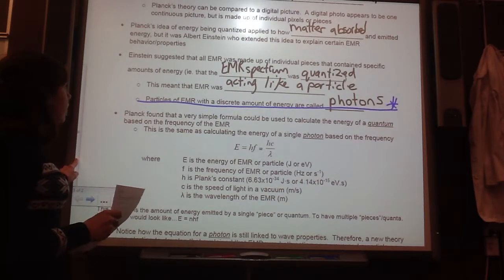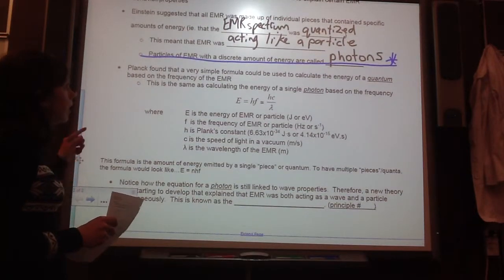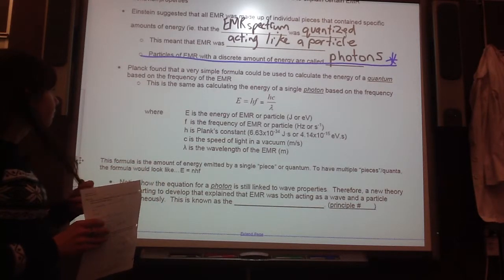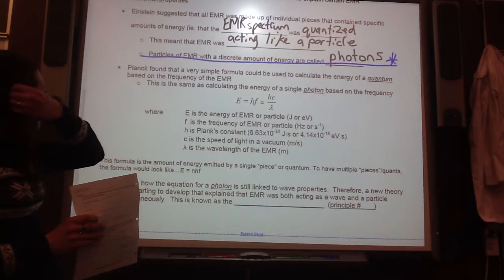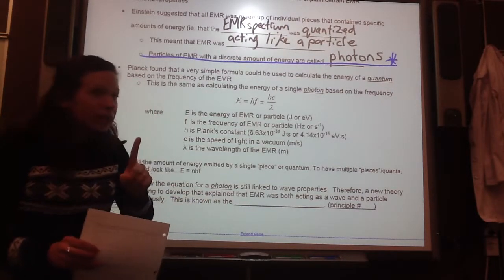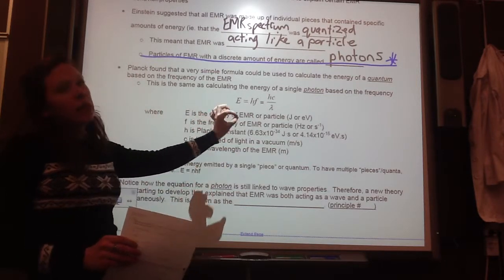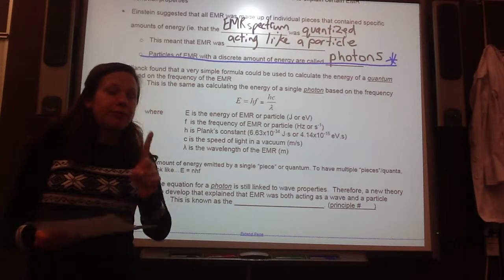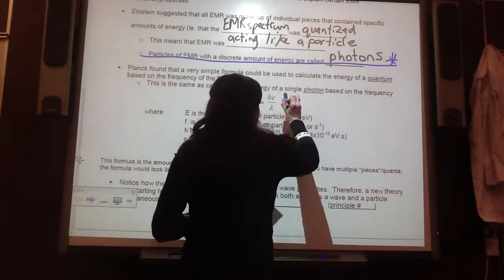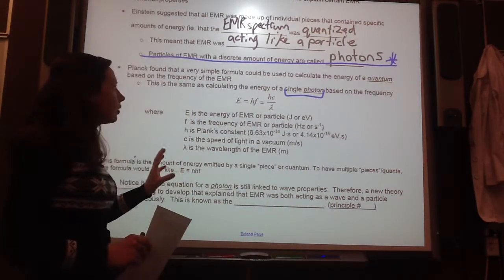Planck found that a very simple formula could be used to calculate the amount of a quantum based on the frequency of EMR. This is the same as calculating the energy of a single photon. So quantum, singular, single photon. So this formula is only for one photon. Very, very, very important that you remember that. Single photon. Okay? So you assume that this formula is for a single photon.